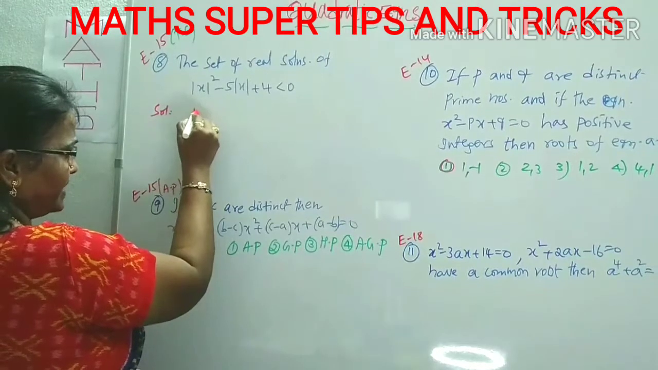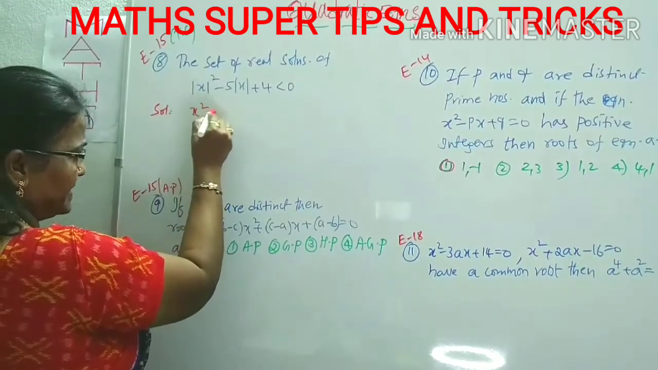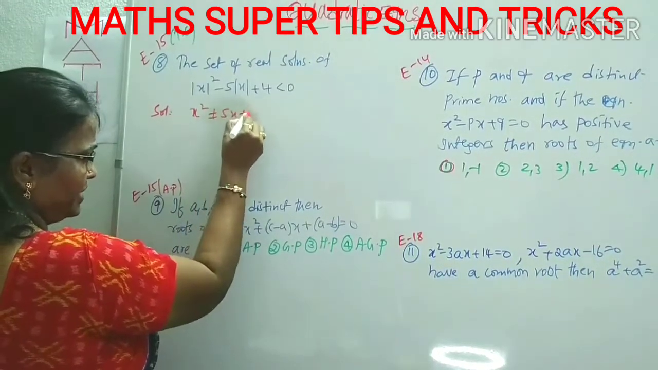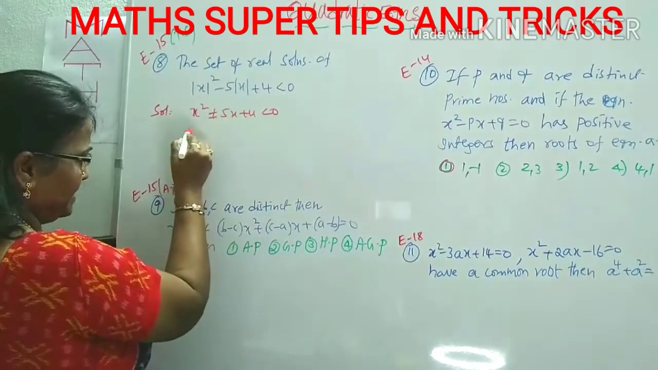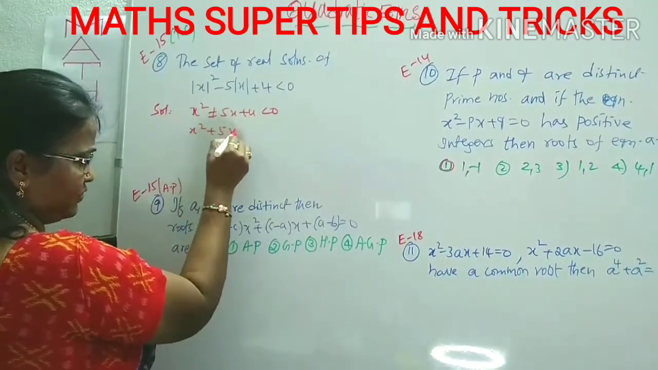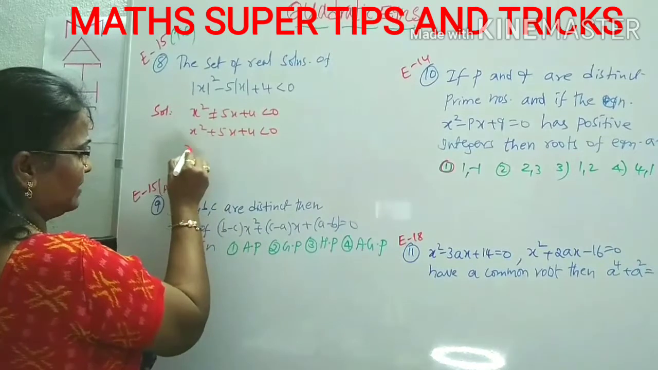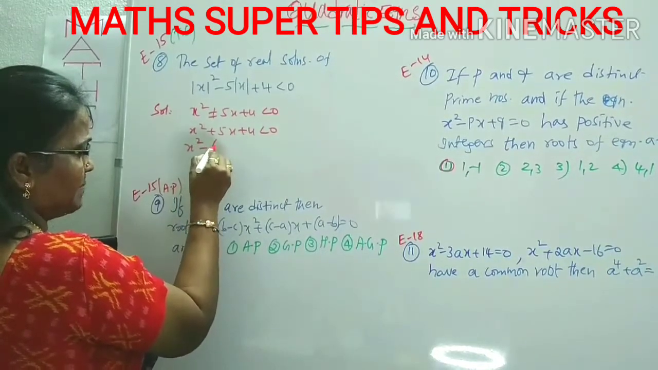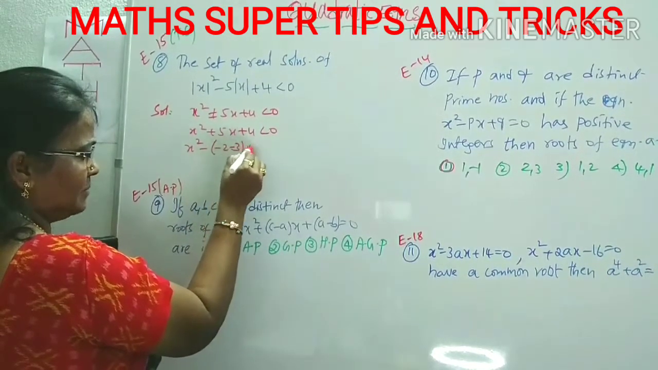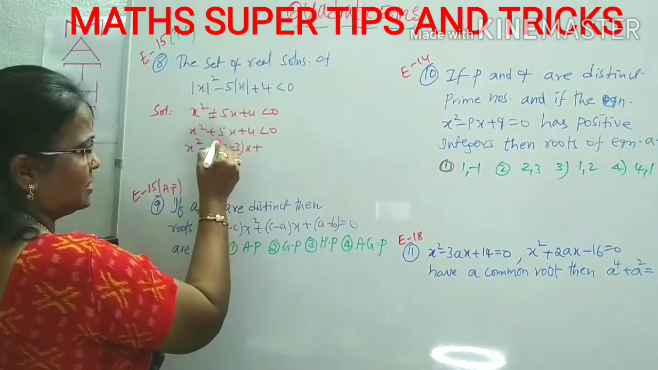Mod x whole square is x square. We can take this as plus or minus 5x plus 4 is less than 0, with the plus sign. x square plus 5x plus 4 is less than 0. We can split the factors.